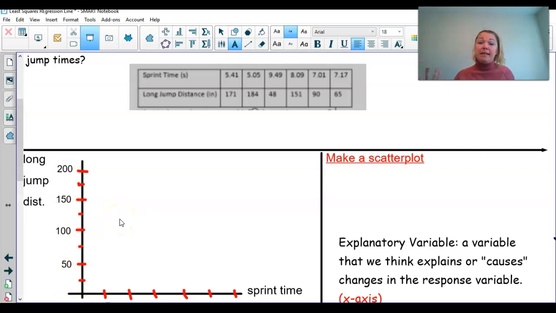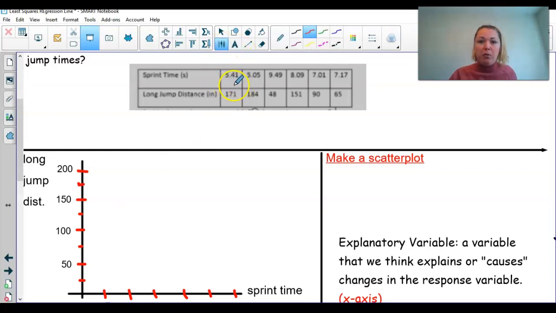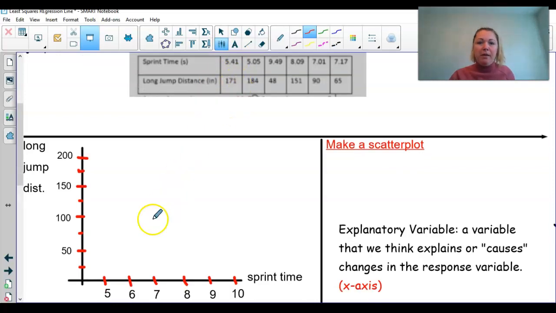Okay, now to make a scatterplot, what we want to do is this right here is an ordered pair, right? So I have 5.41 and 171. That is my X, that is my Y. So 5.41 would be approximately here, we'll say, and 171 would be approximately right about here, and we're going to make a point. Okay, we'll do it again with 5.05.